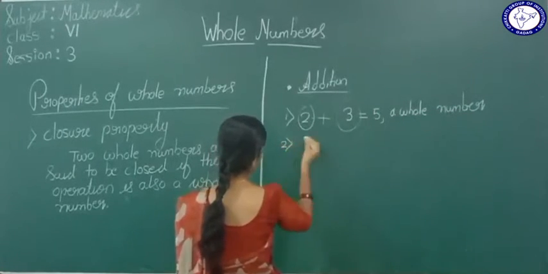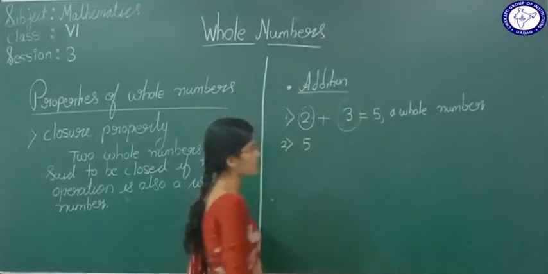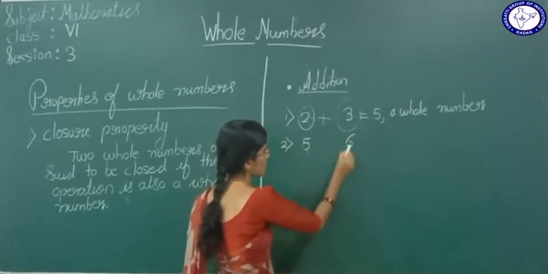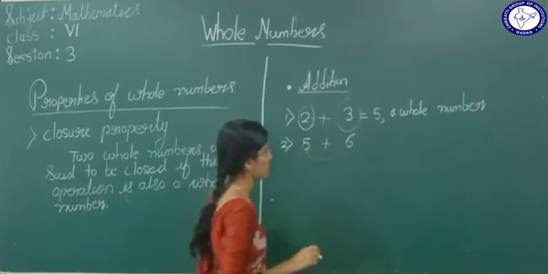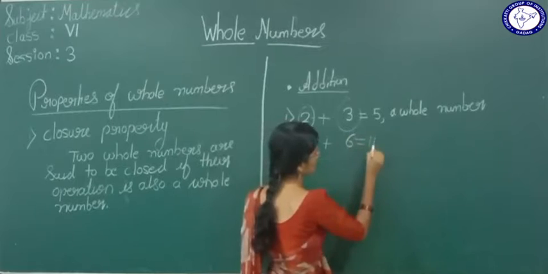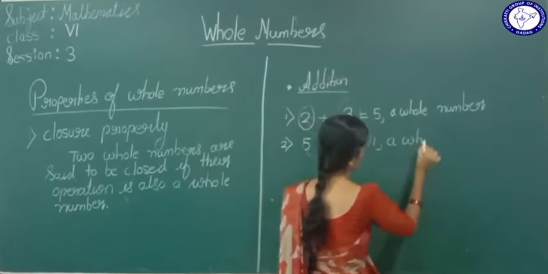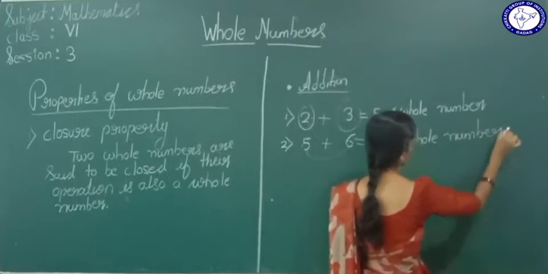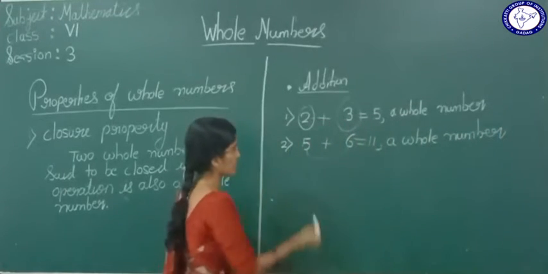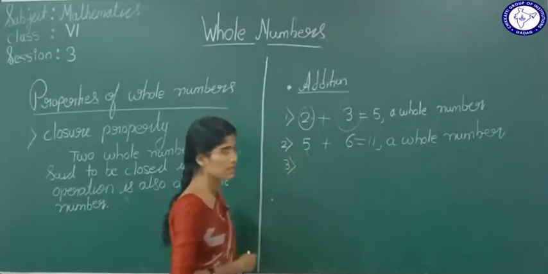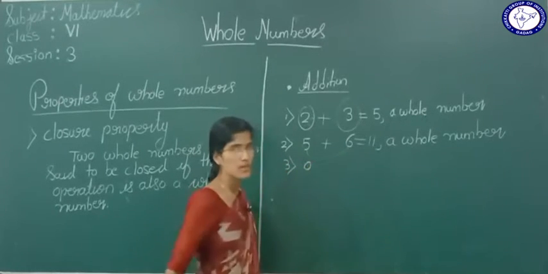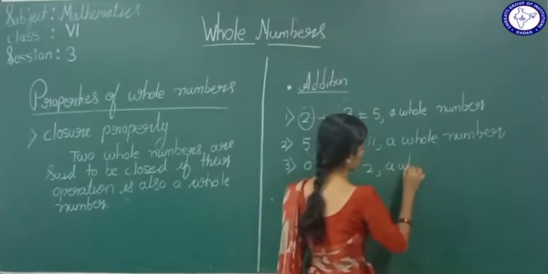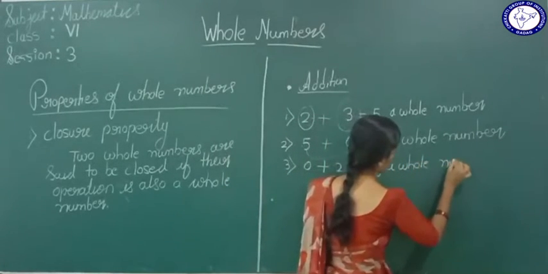See here. 5 and 6 are whole numbers. If I add these, 5 plus 6 is 11. 11 is also a whole number. Take another example. 0 is a whole number. 0 plus 2 is 2. Is 2 a whole number? Yes. 2 is a whole number.